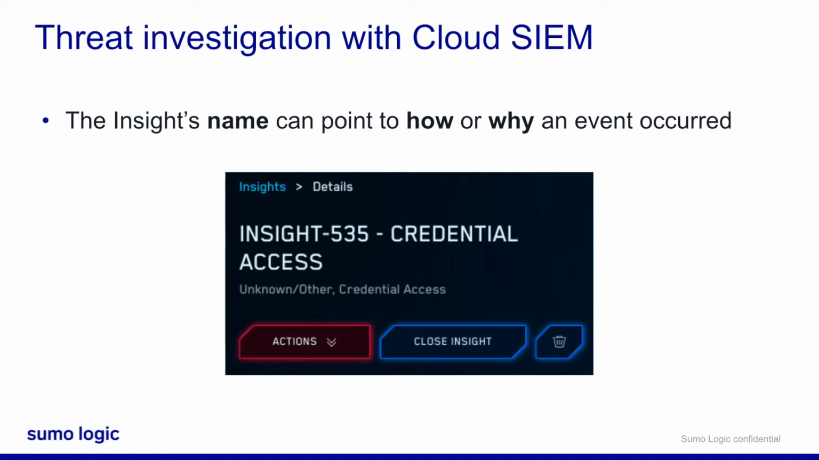So for example, on the screen here, an insight is named credential access. So why did the event occur? Well, probably something related to somebody bad trying to use those credentials. How did the event occur? By accessing our data. And so we're starting to get some of that insight.